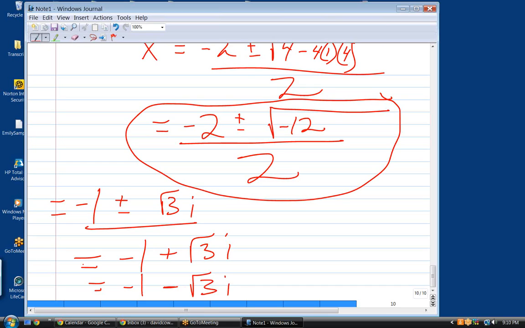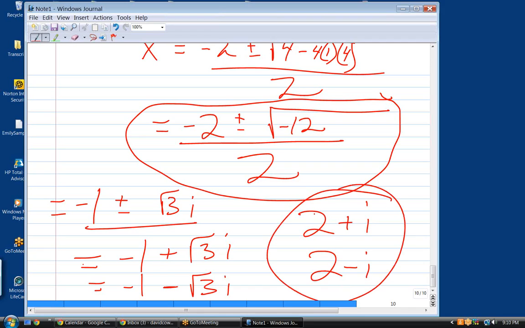And complex answers always come like that. They're always conjugates of one another. So if somebody says one of your answers is this, then you know another answer is this. Always. They always come in pairs.